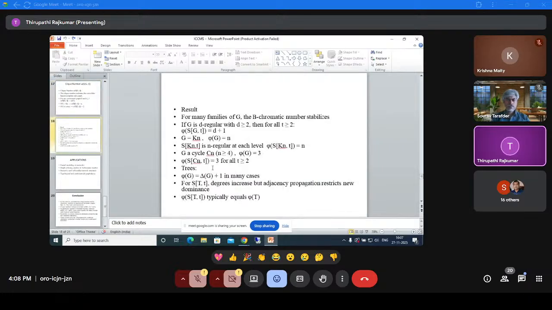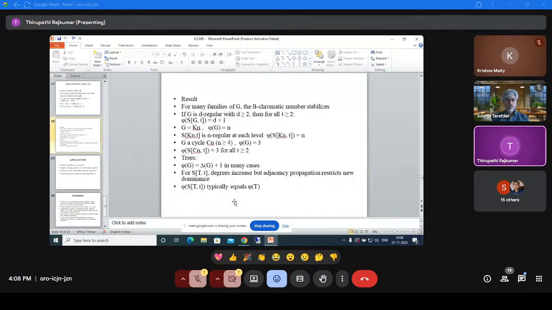The result for many families of G: the b-chromatic number stabilizes. If G is d-regular with d greater than or equal to 2, for all t greater than or equal to 2, then φ(S(G,t)) equals degree plus 1. In a complete graph, φ(G) equals n. In a Sierpinski graph with k vertices, S(K_n,t) is n-regular at each level, therefore φ(S(K_n,t)) equals n. In a cycle graph Cn with n greater than or equal to 4, φ(G) equals 3, and φ(S(Cn,t)) equals 3 for all t greater than or equal to 2. Here φ(G) equals Δ(G)+1 in many cases. Then φ(S(G,t)) typically equals φ(G).